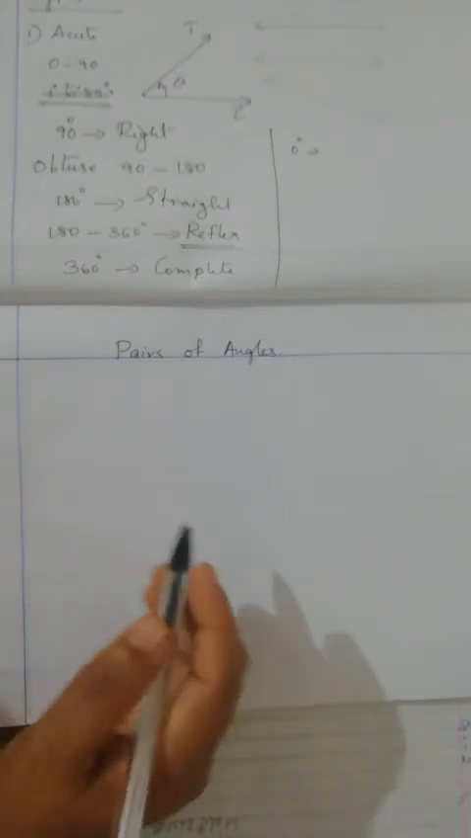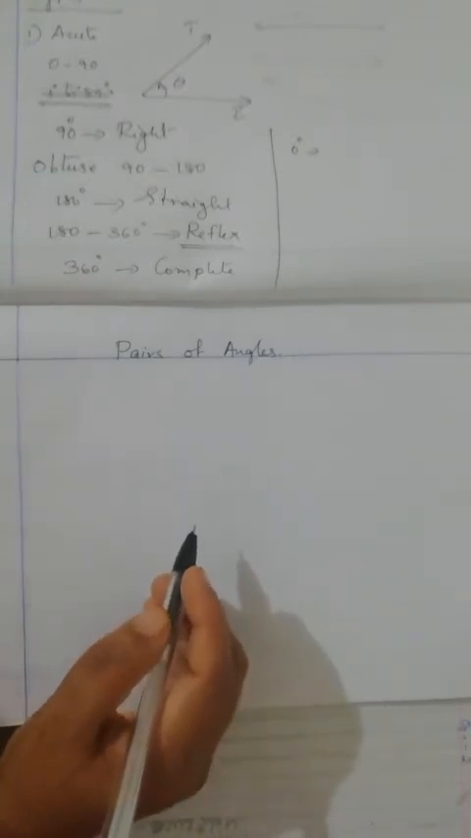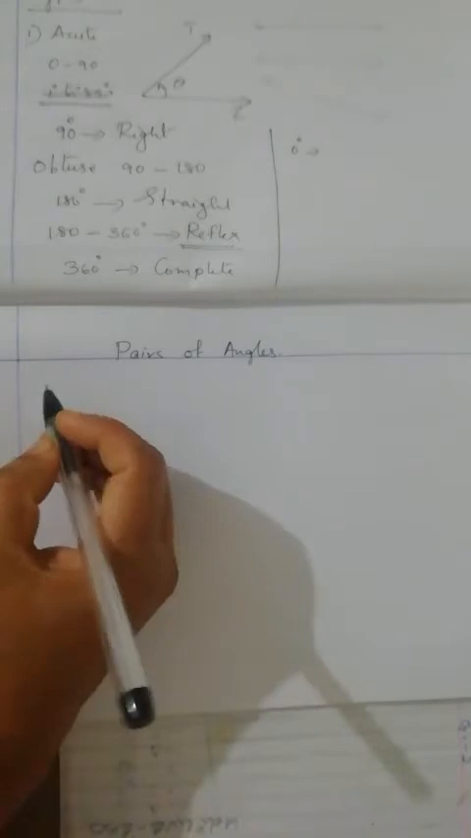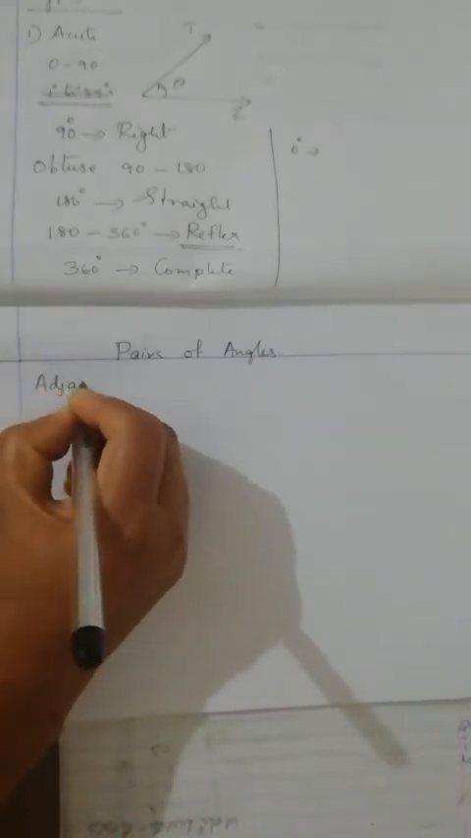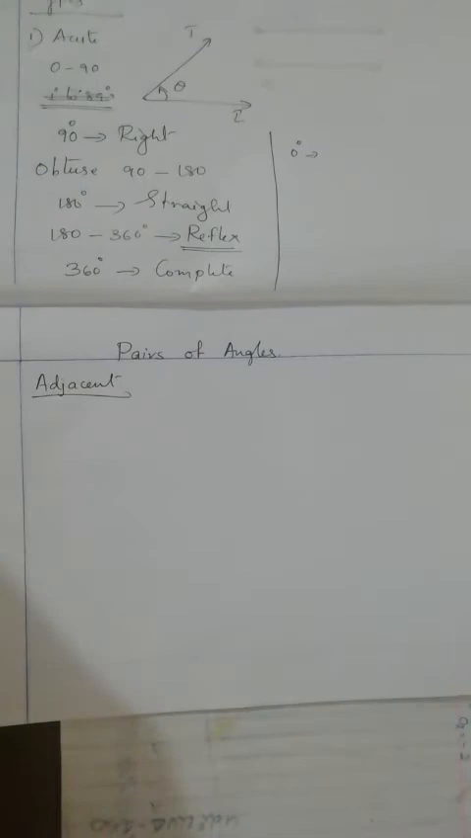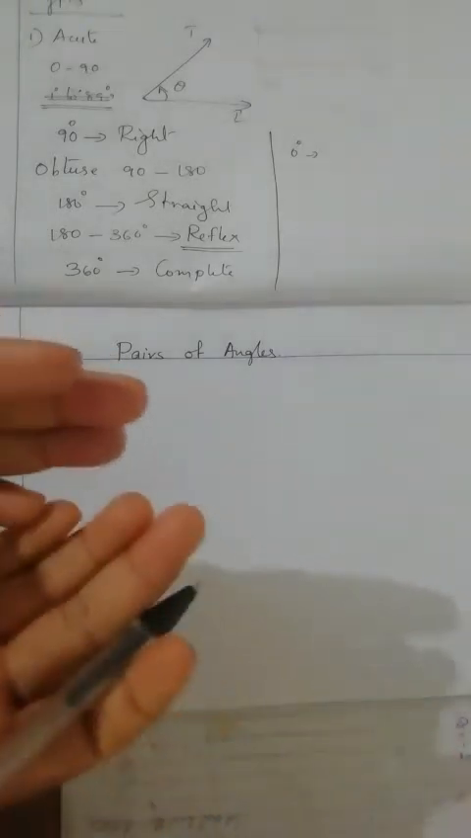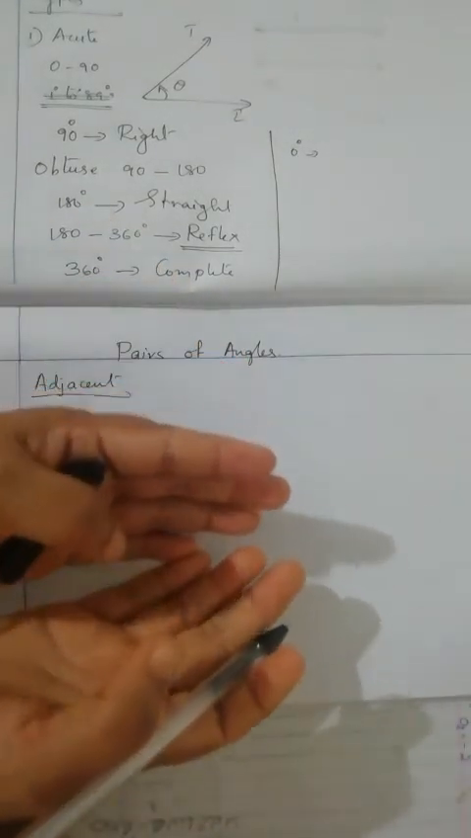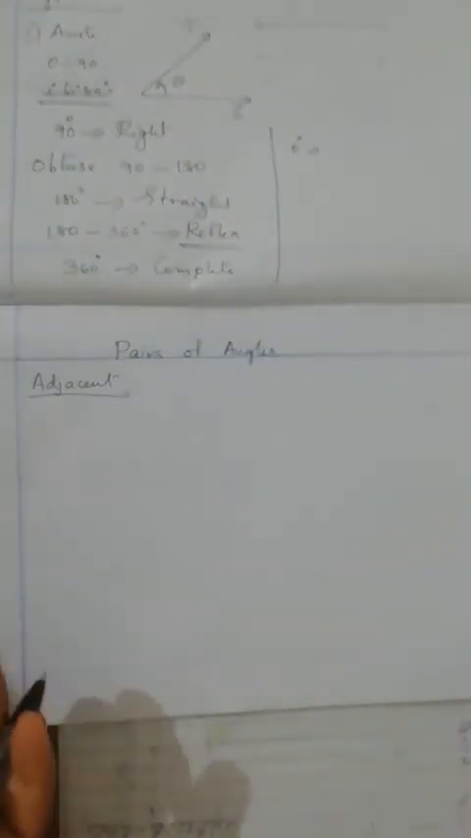We can see different pairs of angles, such as adjacent angles. What is an adjacent angle? Have you heard this word, adjacent? Adjacent means coming together, standing near. We can say two persons are standing adjacent or sitting adjacent. So adjacent angles are two angles that are coming near. Then what is the speciality of these adjacent angles?